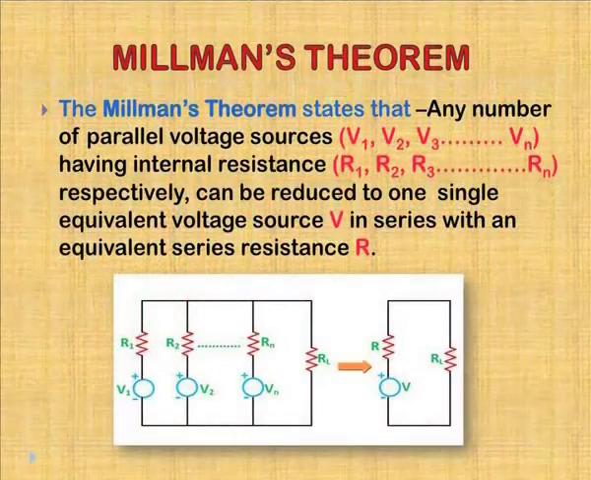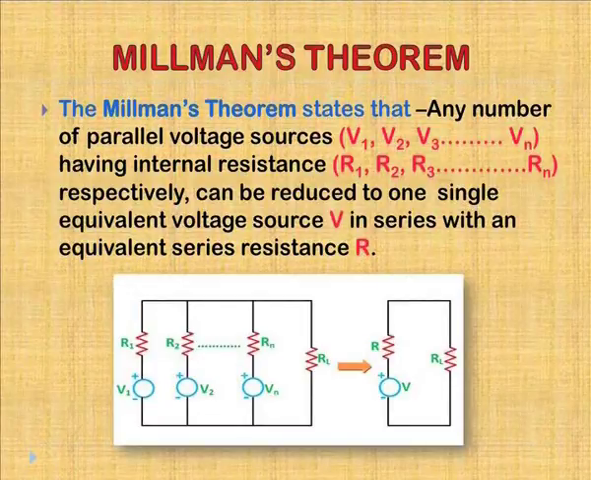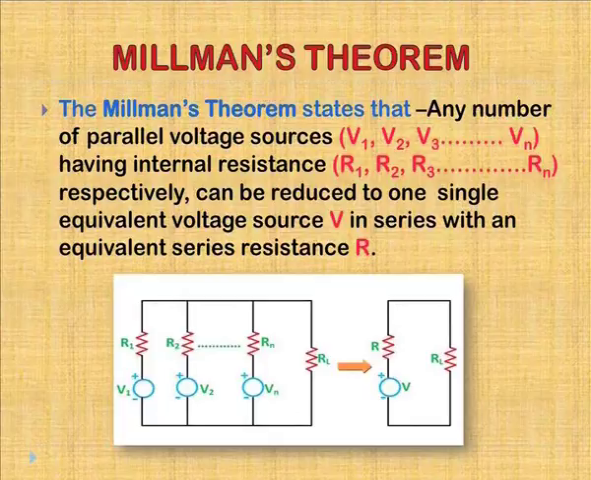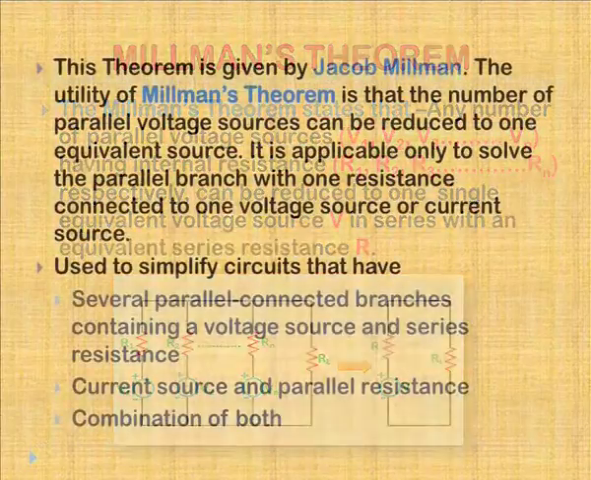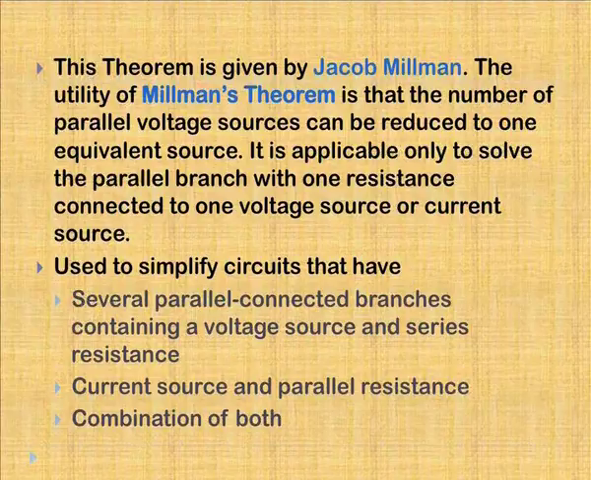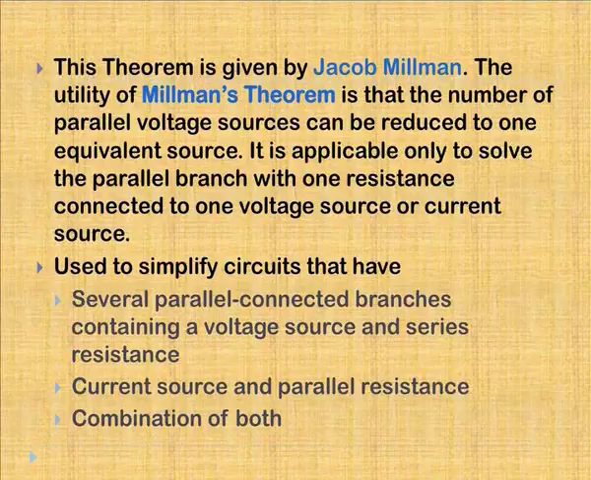Thus, the Millman theorem states that any number of parallel voltage sources having different internal resistances can be reduced to one single equivalent voltage source V in series with an equivalent series resistance R. This theorem is given by Jacob Millman, and it is applicable only to parallel branches with one resistance connected to one voltage source or current source.